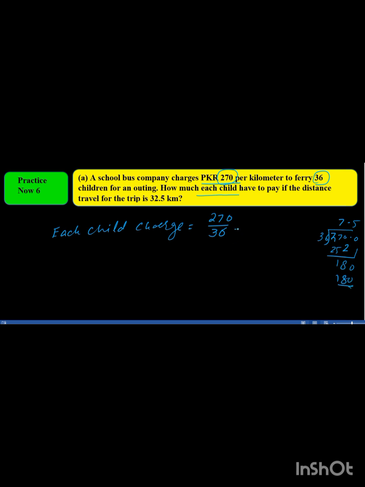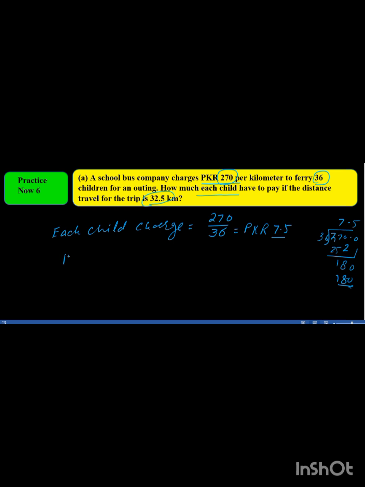So your answer is PKR 7.5. So the company charges 7.5 PKR per child, per kilometer, per child per kilometer. Now the second part of the question, the actual question: how much does each child have to pay for the distance of 32.5 kilometers? Means now each child will have to pay for 32.5 kilometers.